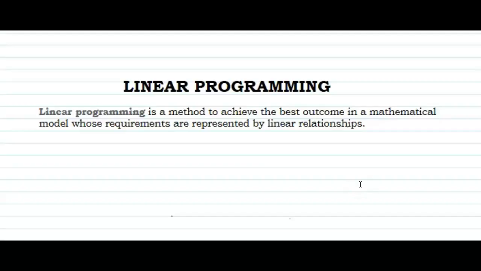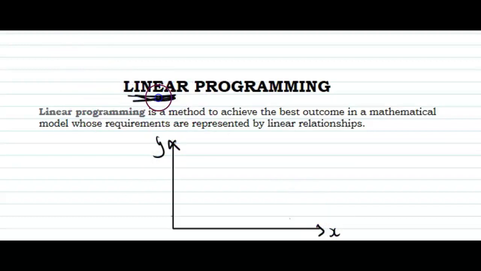Now, one definition when I searched up linear programming was that linear programming is a method to achieve the best outcome in a mathematical model whose requirements are represented by linear relationships. Okay, that's all well and good. However, my definition of linear programming is simply you will need graph paper, you will be doing up an X and Y axis for each question, and there are going to be various linear lines on this graph paper that we're going to draw.